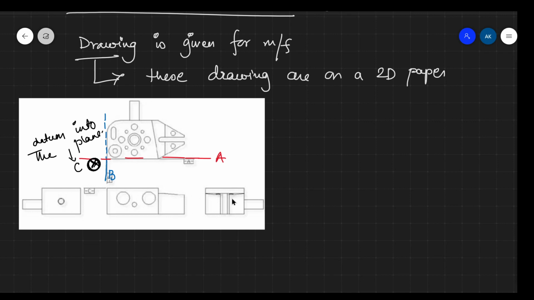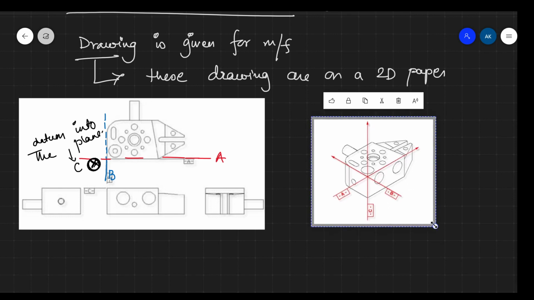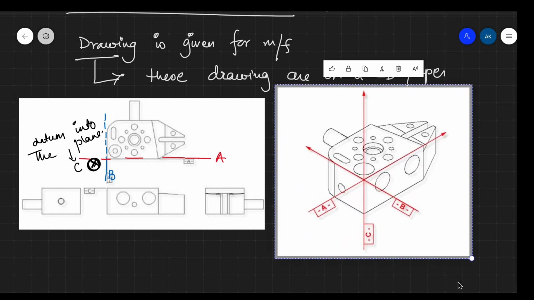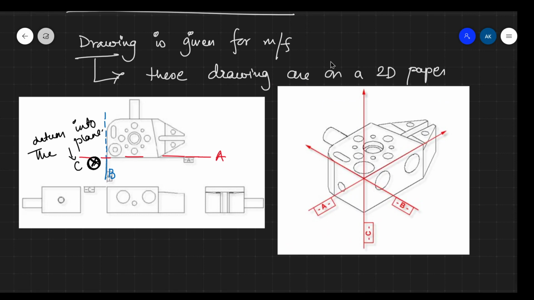So you can see these things, and if for the same component you draw the isometric drawing, it will look something like this. See, you will have again three datum lines. Here this was B, so here it is B. Here it was A, so here this line is A, this line is A.